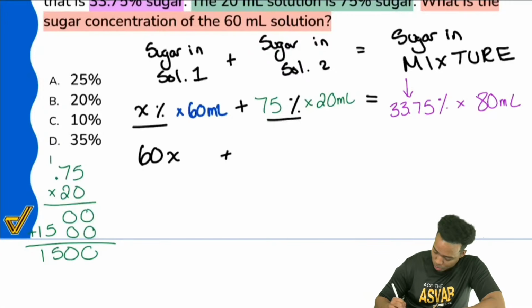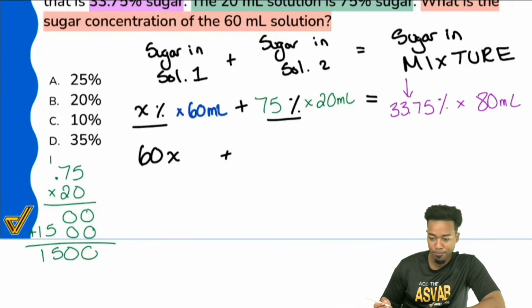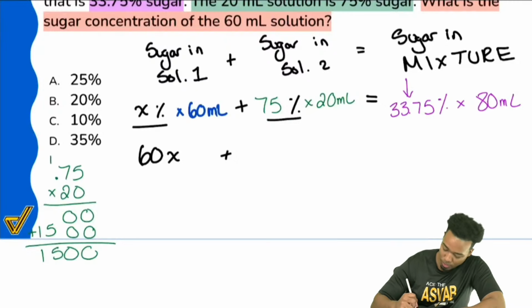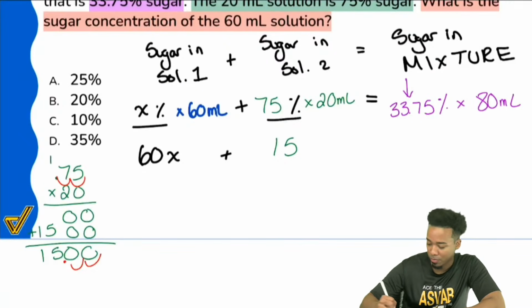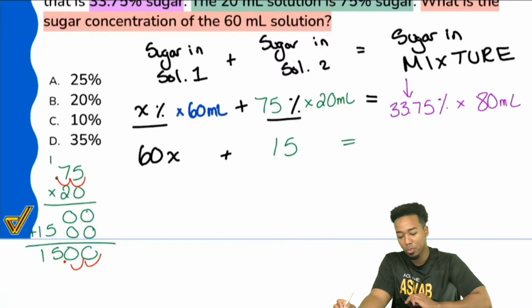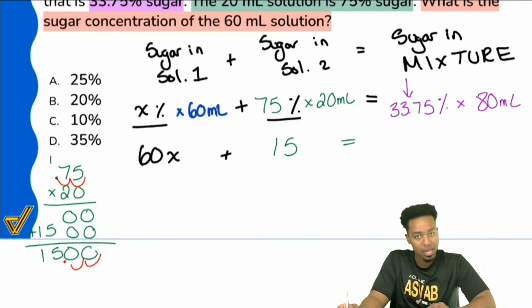Everybody, how many times are we bringing that decimal place back? Absolutely, 2 times. 1, 2, 1, 2. So we have ourselves right here, 15. So we have 60x plus 15. And then it's going to be 33.75 times 80.